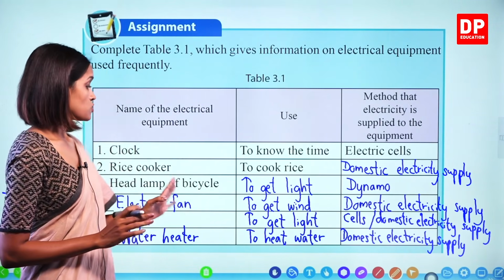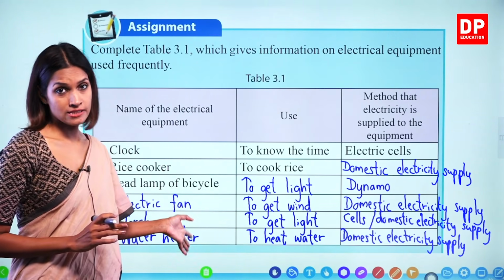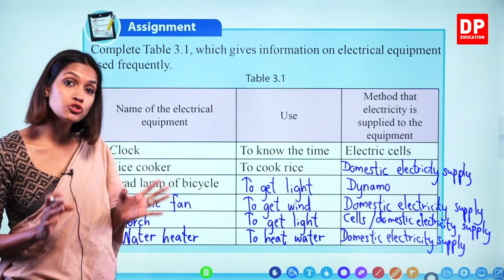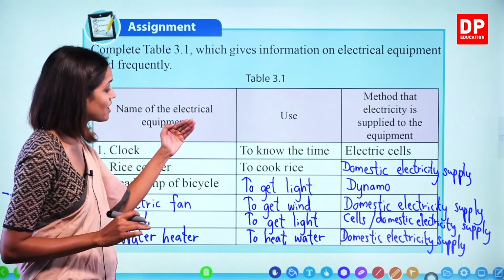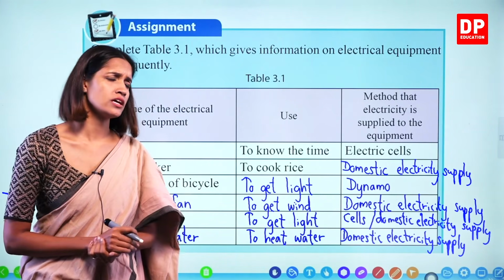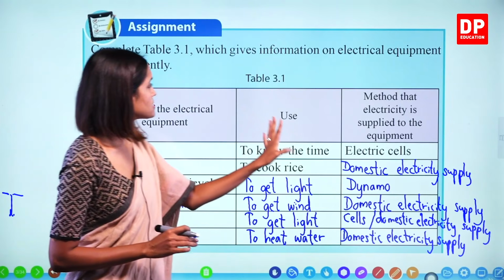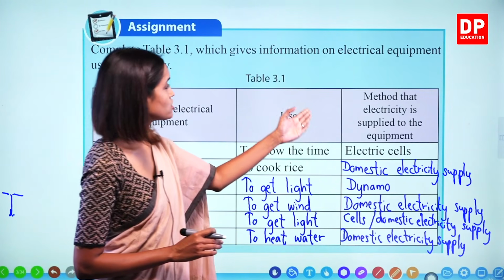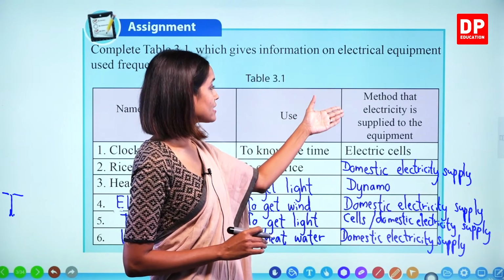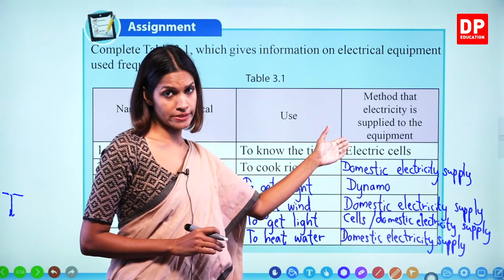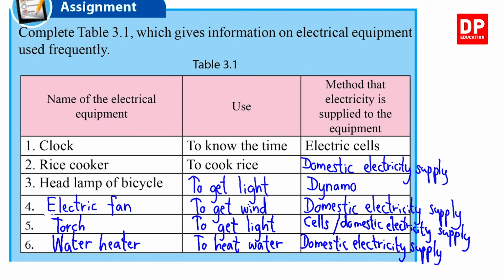Okay, children. I don't have enough space to write the other information here, but when you do this activity, you can write other examples as well. When you go through this table, look at this third column, method that electricity is supplied to the equipment. You will find there are different methods of supplying electricity. Here electric cells are there, dynamo is here, domestic electricity supply is here.